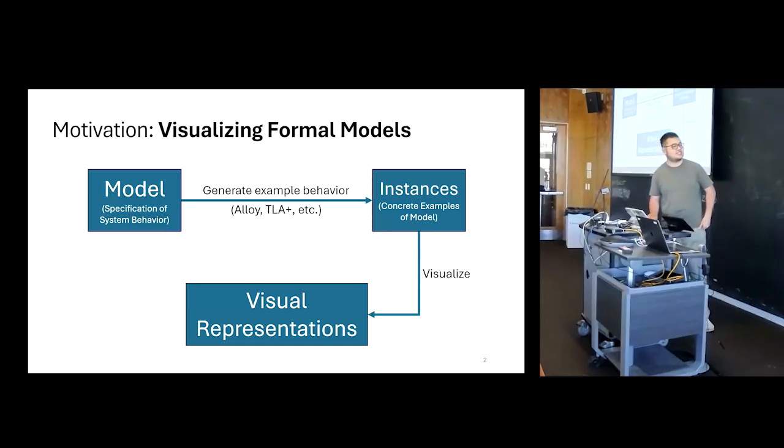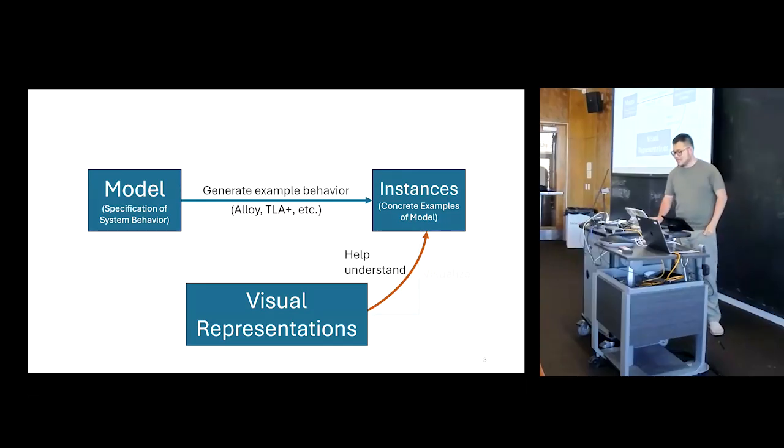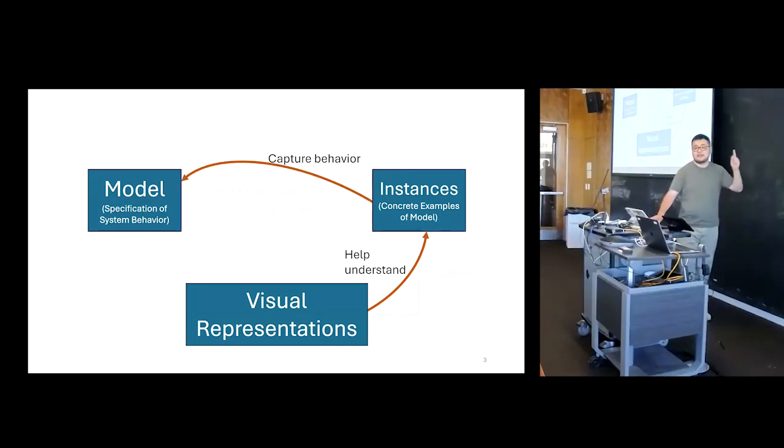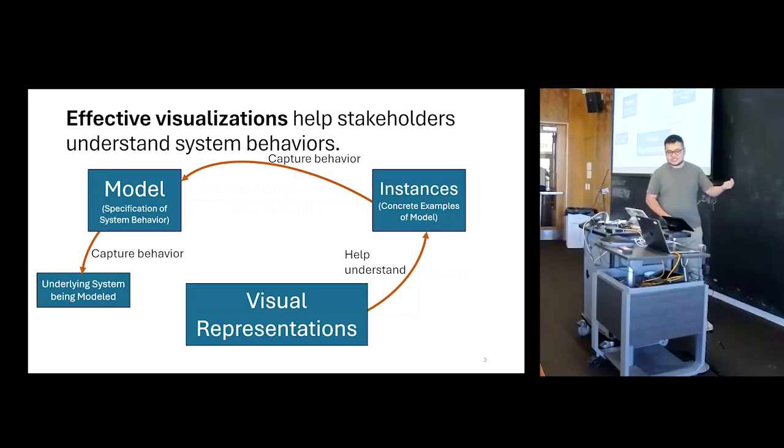They want to visualize their instances because the visual representations help people understand the concrete semantic meanings behind the instances. And the instances hopefully capture the behavior of the model, and the model captures the behaviors of the underlying system. So the goal is that effective visualizations should help stakeholders understand the behaviors of the system that are being modeled. So what do such representations look like?